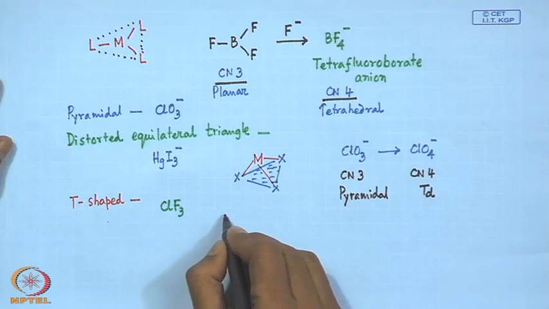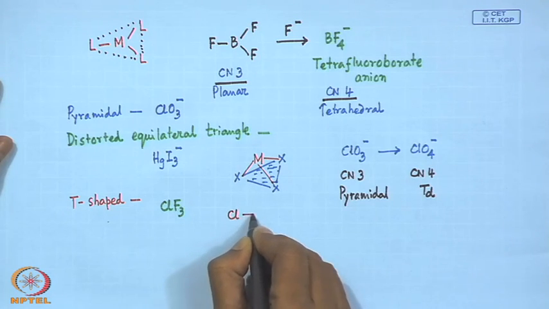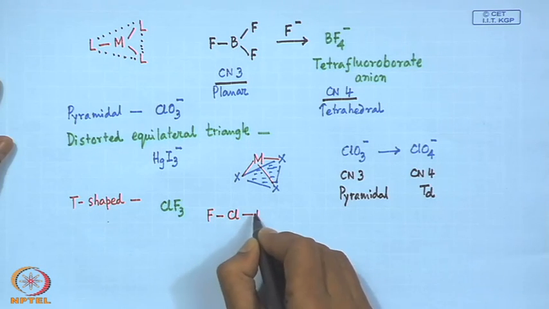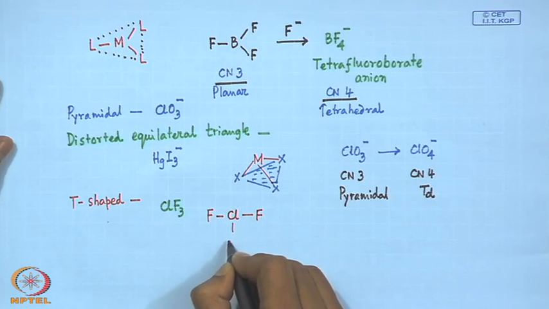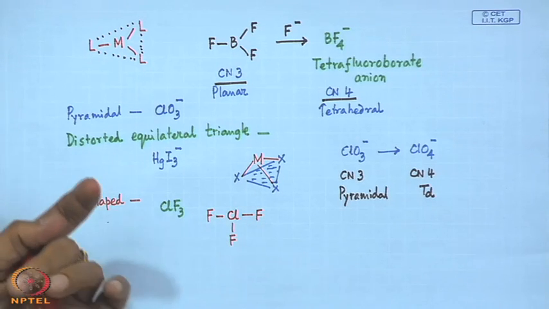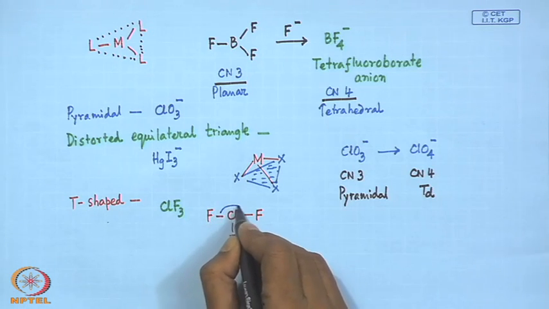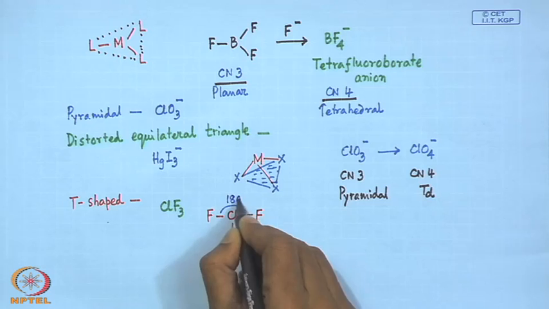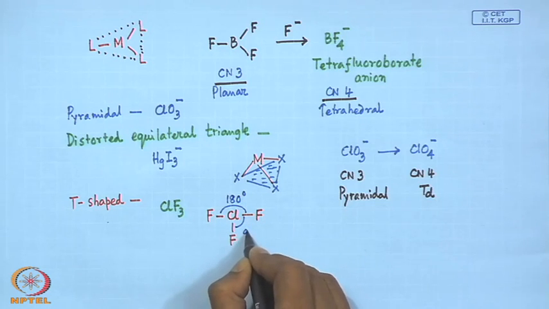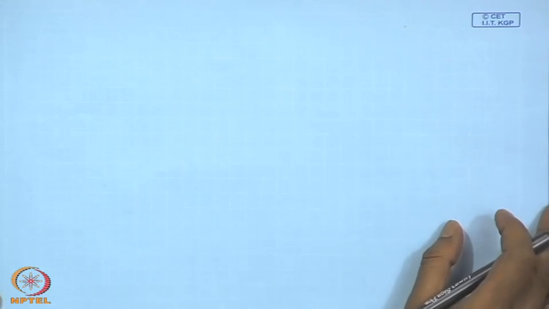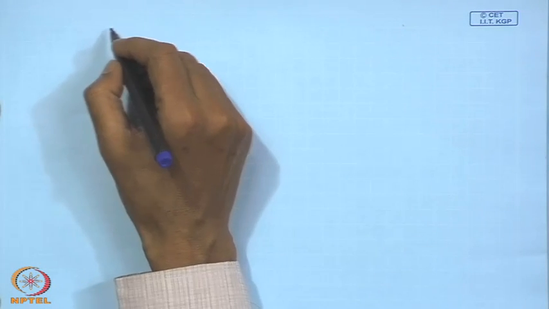So, this ClF3 gives us some immediate idea that some metal complexes can also have this type of geometry. So, this geometry is not very uncommon, with an angle of 180 degrees on this side and another angle of 90 degrees on the other side. So, how do we get this from a typical coordination compound?